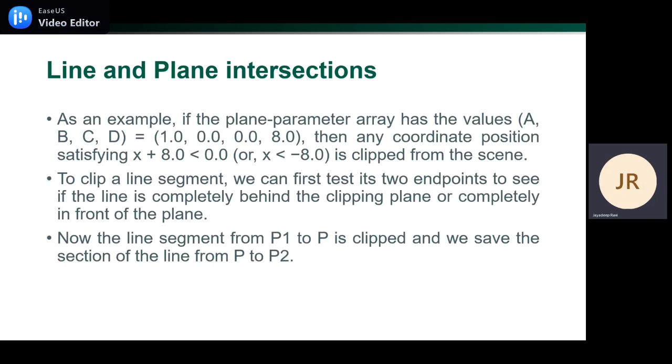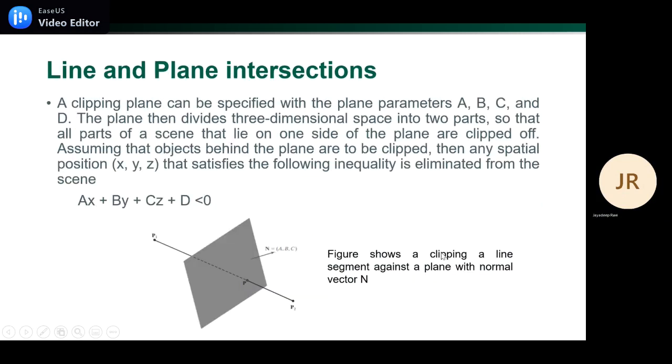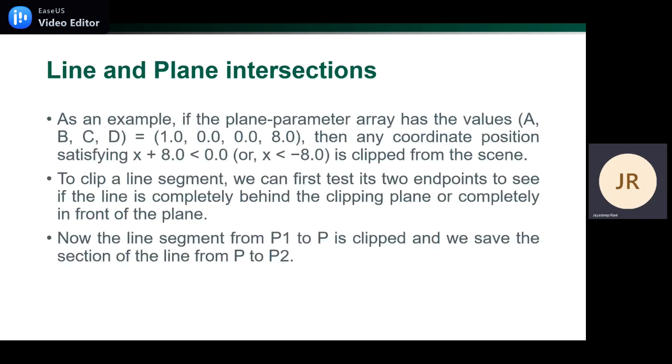As an example, if we consider the parameter array with values A, B, C, D as 1, 0, 0, 8, then the coordinate positions satisfying the equation x plus 8 less than 0, which is equal to x less than minus 8, are clipped. So the line beyond 8 is clipped off. Frankly speaking, the line beyond the plane, which is from P to P1, gets clipped off. To clip a line segment, we first test the two endpoints to see if the line is completely behind the clipping plane or completely in front of the plane.